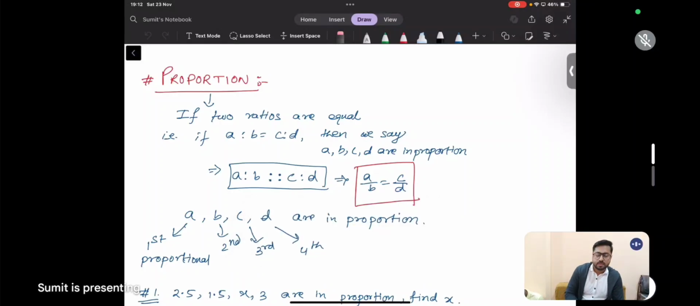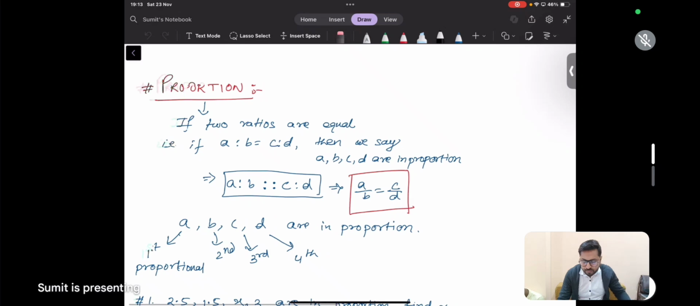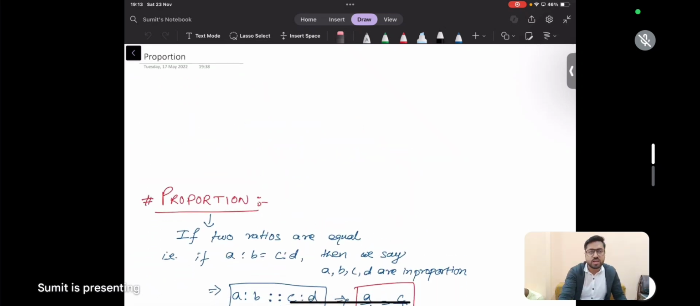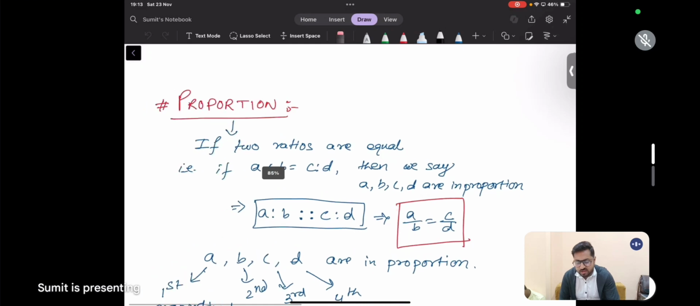So proportion মানে কি? Anyone can tell me? যারা অনলাইনে আছো কেউ বলতে পারবে what is meant by proportion? Online correct only. If two ratios are equal, that means we have done this thing in class 8 also.